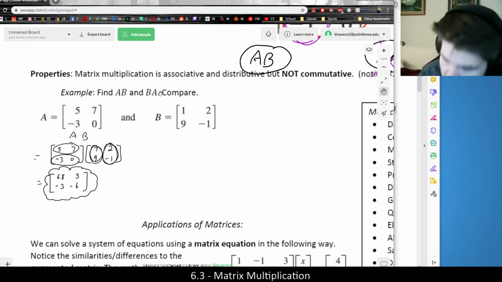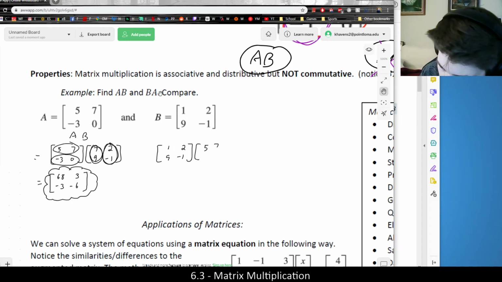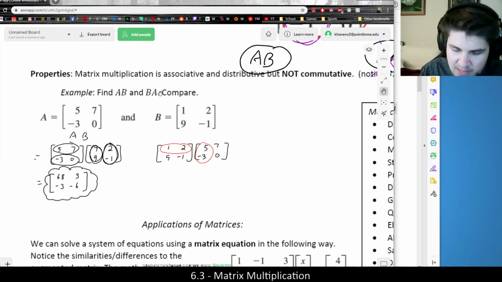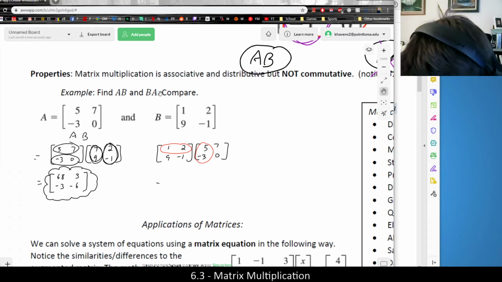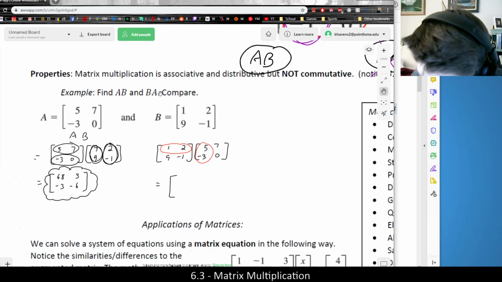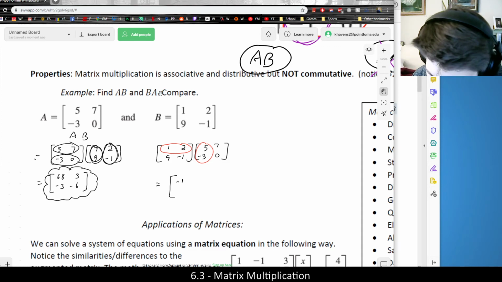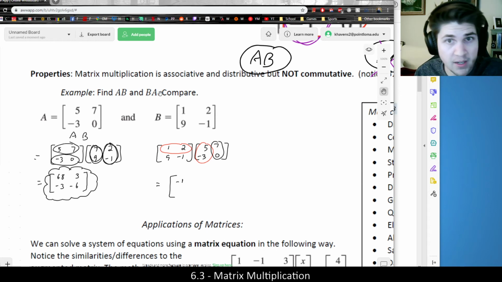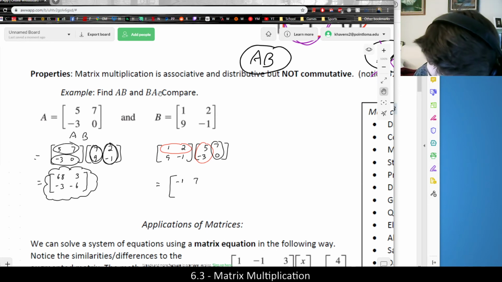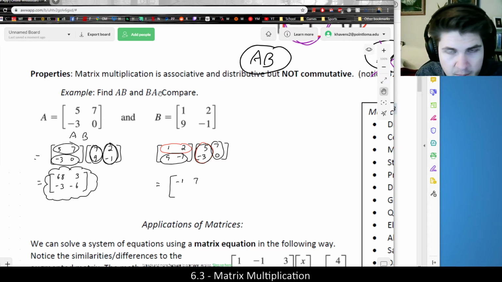But if I switch the order, that would put matrix B first and matrix A second. It should be pretty obvious why it doesn't necessarily give us the same thing, because I'm using a completely different set of numbers when I'm doing the multiplying. Here I'm multiplying 1, 2 into 5, negative 3. Those aren't the same set of numbers as before. So of course it's probably different, but that would give me 5 minus 6, which is negative 1. Then I would continue with first row into second column, which would be 1 times 7 plus 0 is 7. Then second row into first column would be 9 times 5 is 45 minus the double negative 3 is plus 3. So 45 plus 3 is 48.